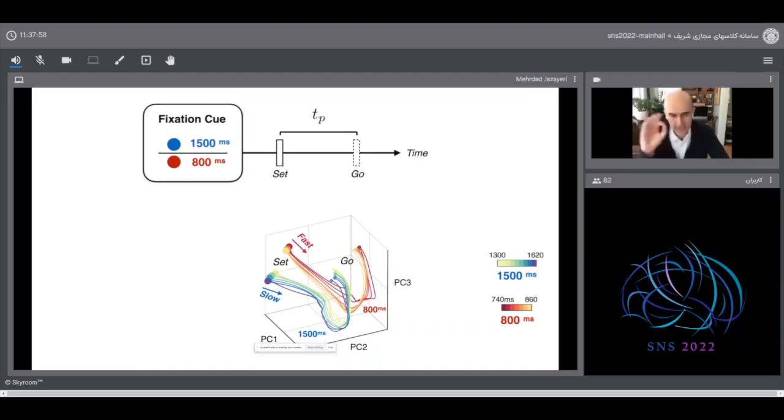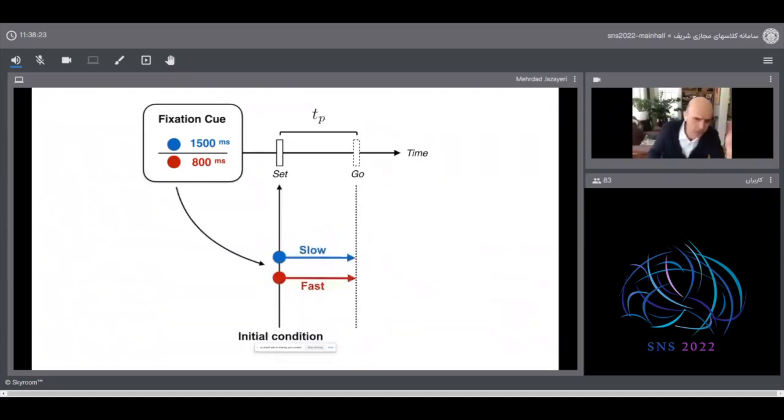So the speed is adjusted. If the monkey is asked to produce a long interval, then the initial condition is adjusted such that the activity will flow slowly in the state space. And if the animal is asked to produce a short interval, the initial condition is set such that the activity evolves with a faster speed. Okay, so it seems like the key component is that the instruction, or what the fixation cue says, sets the initial condition, and that initial condition then sets the speed.